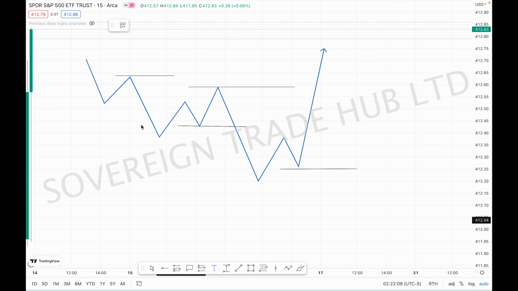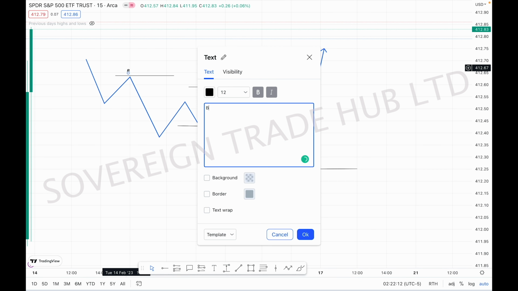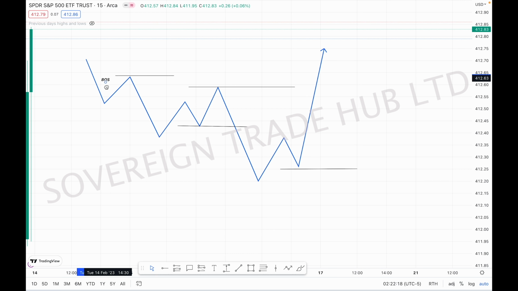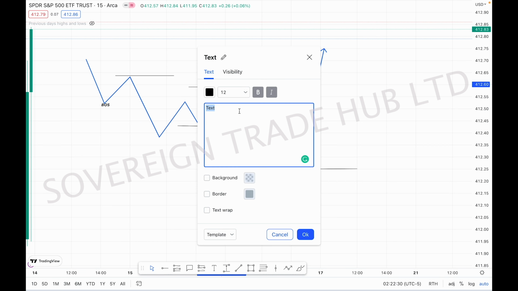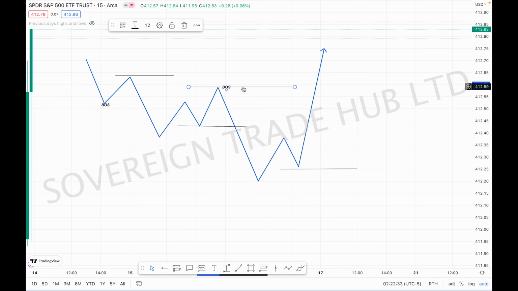Now, let me begin to place in labels. Let me tag these very points. Okay, this should be it. This is a break of structure here. There's a break of structure here. There's a break of structure here likewise. And now, let me just try to explain something here. The market went below this very level here, so it's a valid break of structure.